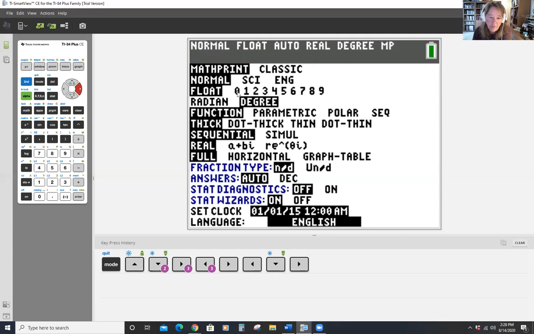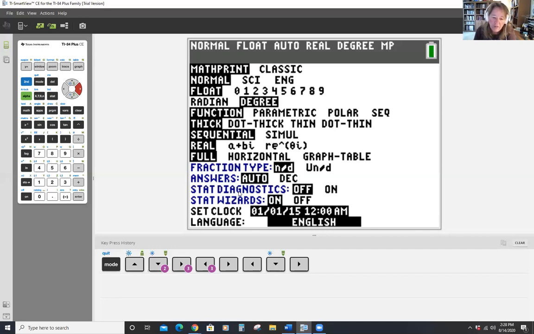For the rest of it, function, thick, sequential, real, and full, you want the far left ones highlighted the whole time. For fraction type answers, most of the time in this level class, we want our answers as improper fractions reduced, so numerator over denominator. You also want your answers to be auto. That means most of the time they'll be decimals, but if you're doing certain things in fraction mode, it'll give you the answers in fractions.